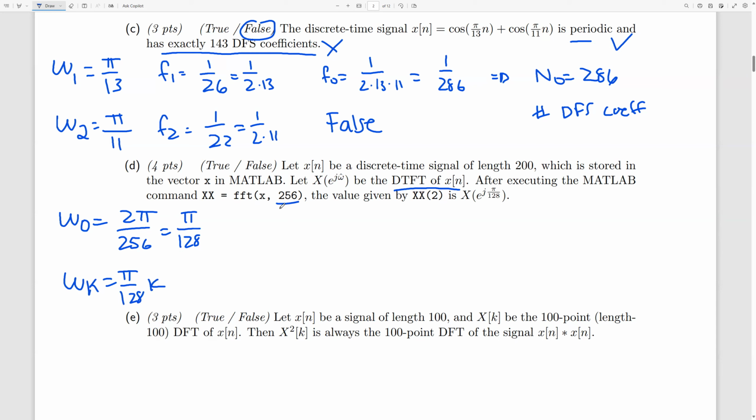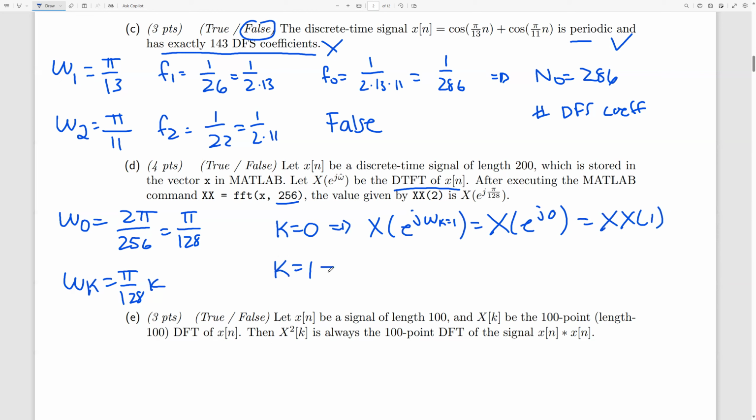And basically how this works is that my first index belongs to k equals 0, which corresponds to X of e to the j 0, and this is actually X of 1. So when I say k equals 0 here, this next one, k equals 1, is then equal to X of e to the j omega k for k equals 1, which is equivalent to saying X of e to the j pi over 128, which is equal to X of 2.